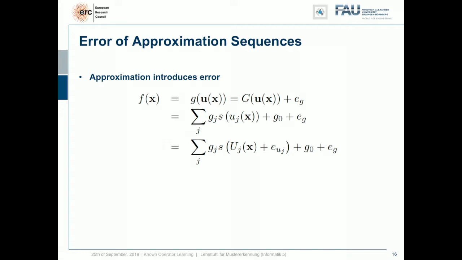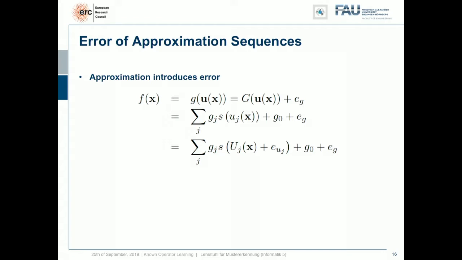No, it's not the middle one. Well, you see in the first line that there is this G that is now replaced with the approximation capital G. And if you do that, you have to add back the error, of course. And then you can also see that I can replace U by the components of U and use the definition of G, that is this linear combination of nonlinear functions, nested.